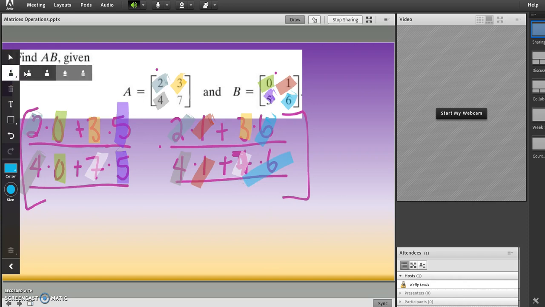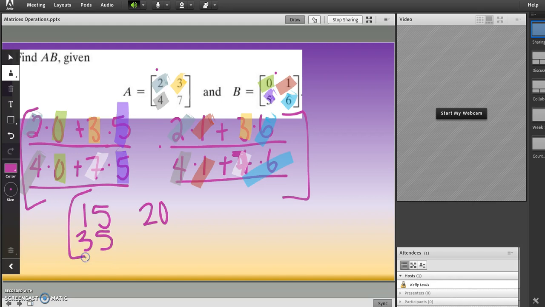All right, so 2 times 0 is 0, and then 3 times 5 is 15. So 15. 2 times 1 is 2, and then 3 times 6 is 18. So I really have 2 plus 18. It's 20. 4 times 0 is 0. Plus 7 times 5, that's 35. 4 times 1 is 4. 7 times 6, 42 plus 4 is 46. Let me check this real quick while you're copying that down.